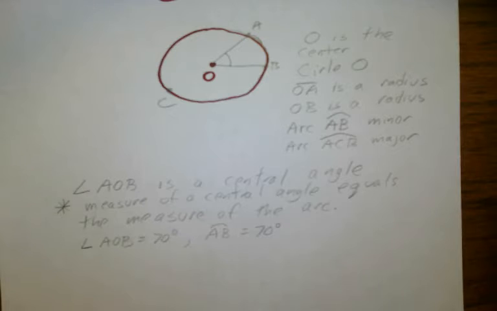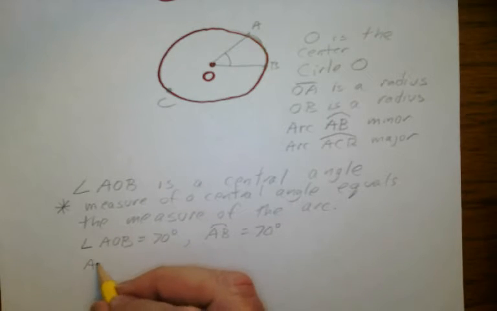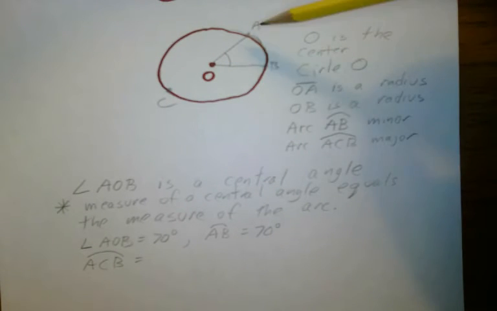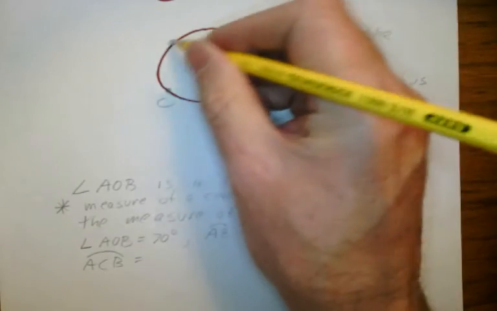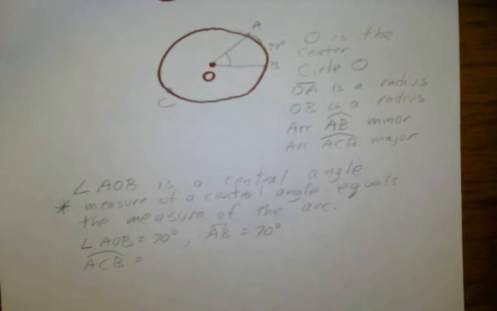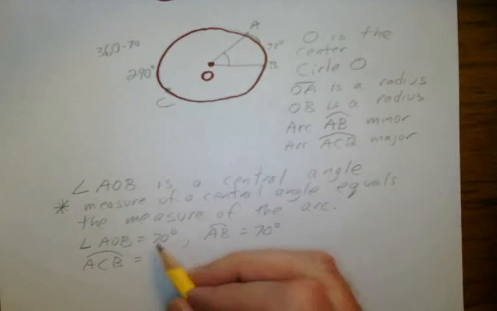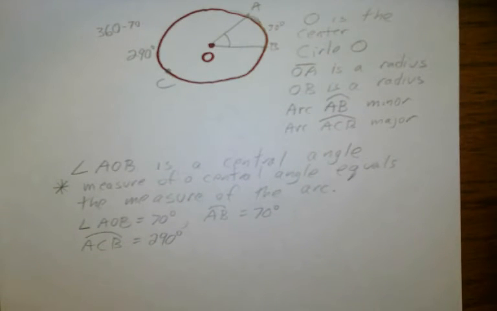Okay, now if arc AB is 70 degrees, what is arc ACB? What is the measure of that? If between A and B is 70 degrees, what is it the long way around? Well, you simply have to recall that all the way around a circle is 360 degrees. So 360 minus 70 is 290 degrees is how much the arc out there measures, 290 degrees.